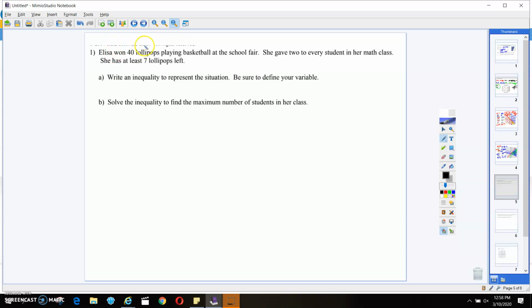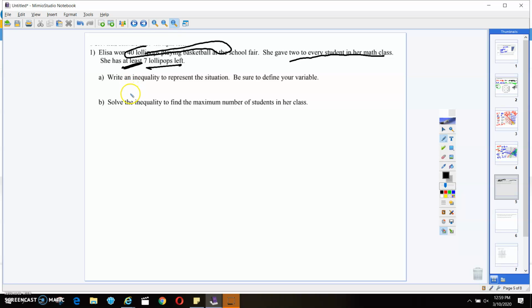Eliza won 40 lollipops playing basketball. That's a little weird. She gave 2 to every student in her math class, and then she has at least 7 lollipops left. Write an inequality to represent the situation. Okay, so it says at least 7 lollipops left. That's where our inequality is actually going to come in.